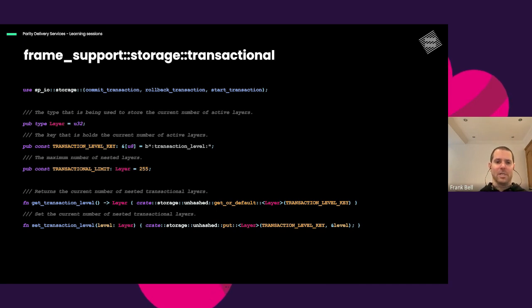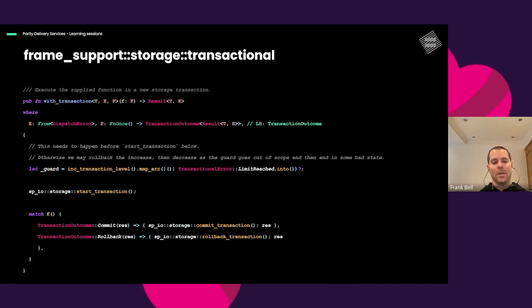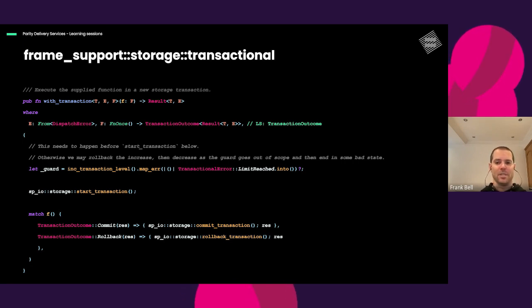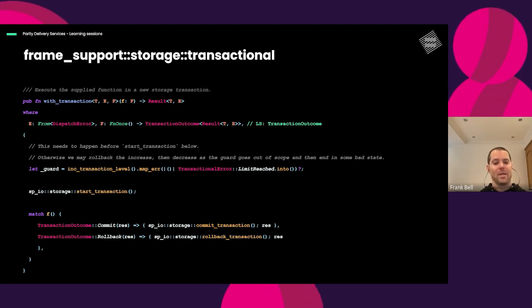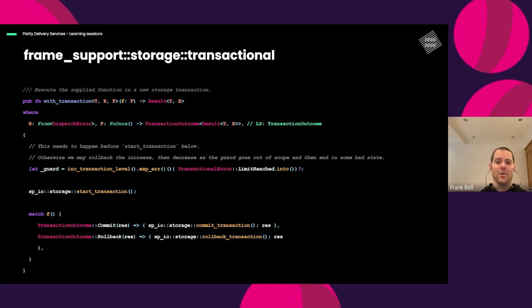If we then look at the implementation of that with transaction, this is something you would typically use to wrap a bit of code in a transaction. So you can see that it takes some function, and that function is going to be executed, and then depending on the outcome, we choose whether to commit it or roll it back. And then depending on what the result is, we call back into that storage primitive to actually perform the necessary work and then return the results.